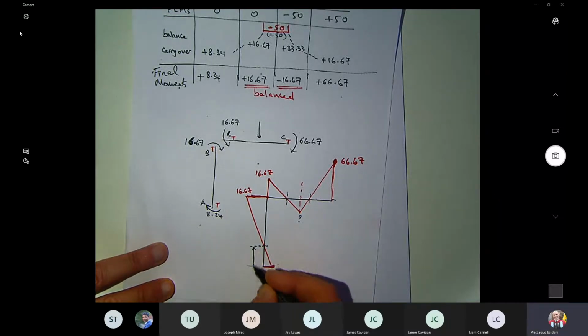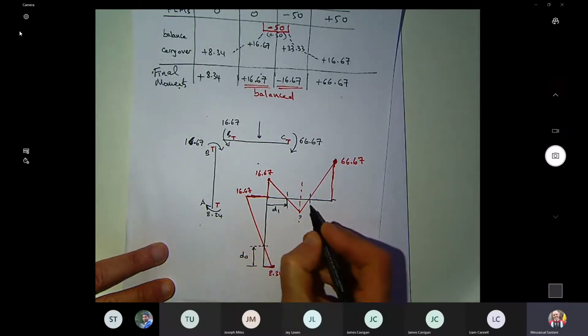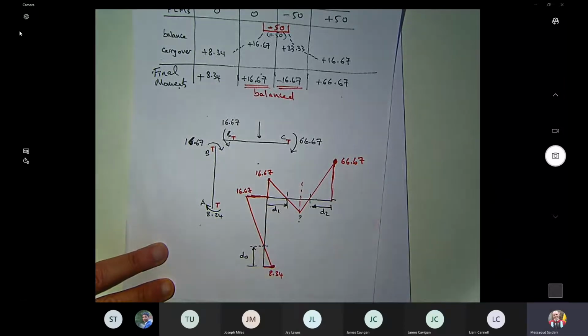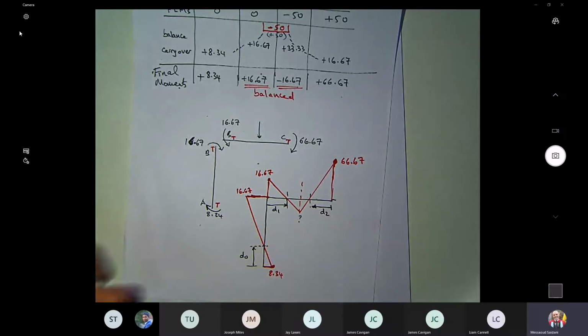So we need to determine this point. Let's call this D0, let's call this here D1, and let's call this here D2, okay? And we need this bending moment diagram's maximum moment as well.